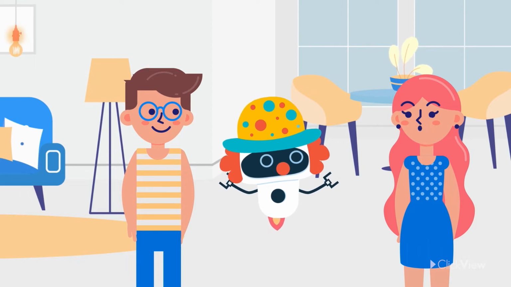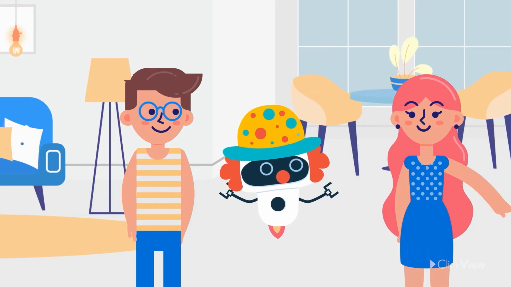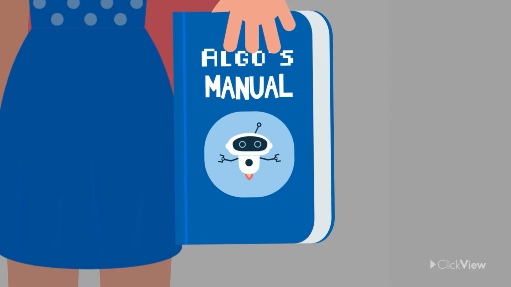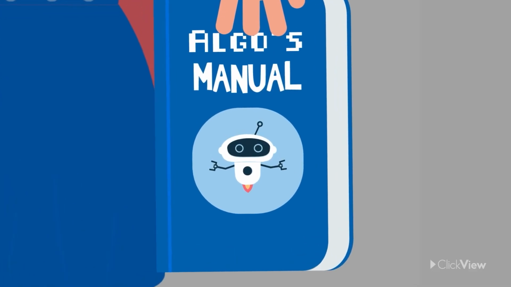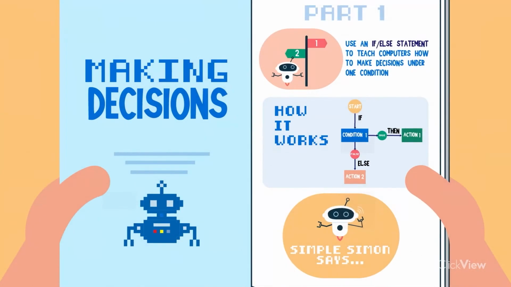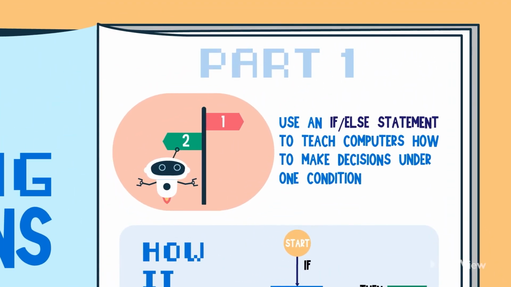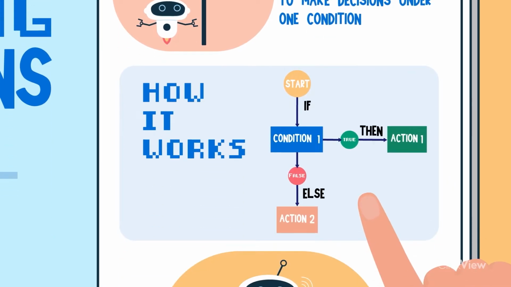We've got to teach him how to make dressing up decisions based on different conditions. Here, let's look at his manual to see if there's anything we can use. Aha! It says, use an if-else statement to teach computers how to make decisions under one condition. This is the format of an if-else statement.